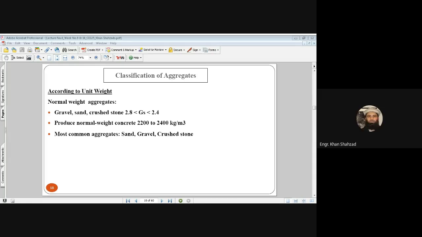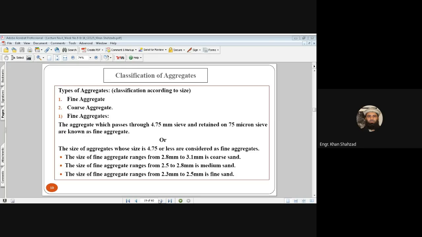Good, well done. So the aggregates which pass through the 4.75 millimeter sieve, that is sieve number 4, and are retained on the 75 micron sieve, or sieve number 200, are known as fine aggregate. याद रहेगा बेटा.